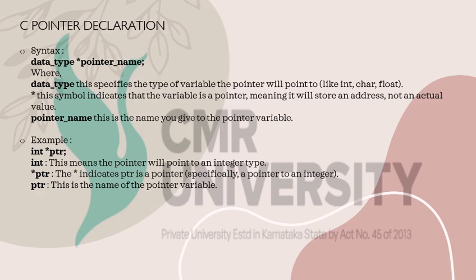Example: int *ptr, which is a pointer. Int means the pointer will point to an integer type. The asterisk or star indicates ptr is a pointer, specifically a pointer to an integer. Ptr is the name of the pointer variable.